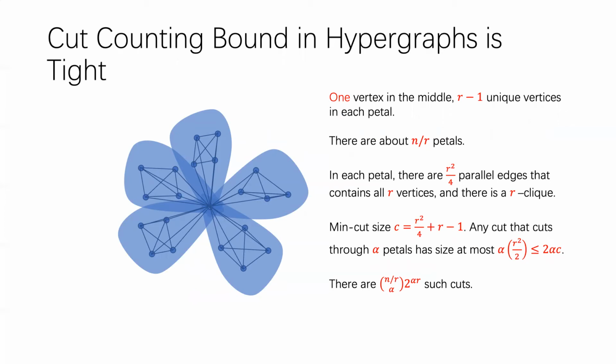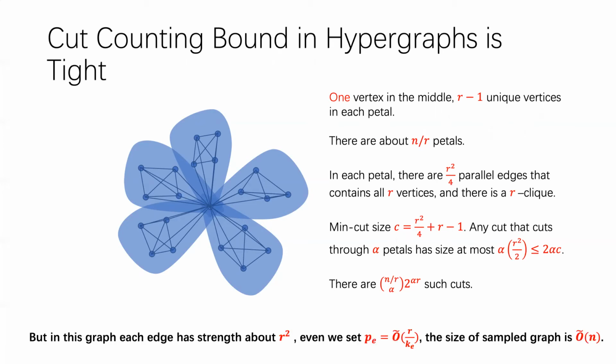In each petal, there are r squared over 4 parallel edges that contain all r vertices, and there is also an r clique. The min cut size of this hypergraph is r squared plus r-1, and any cut that cuts through alpha petals has size at most alpha times r squared over 2, which is smaller than 2 times alpha c, and there are n over r choose alpha times 2 to the alpha r such cuts, which is close to the cut counting bound.